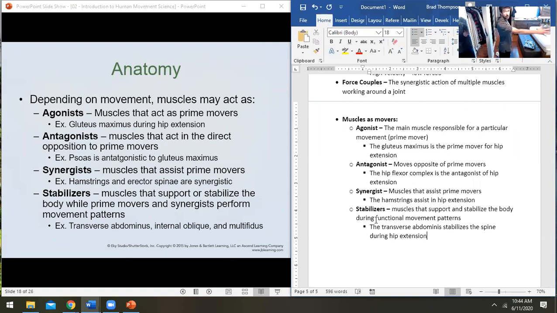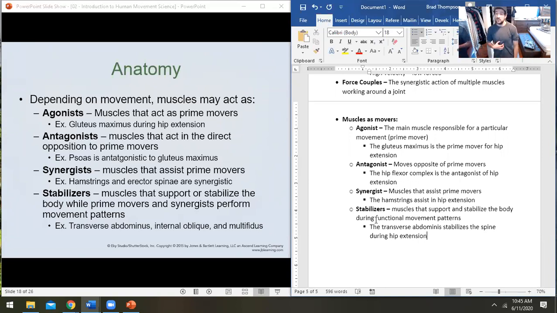Meanwhile, my posterior deltoid, actually not my rhomboids, but my posterior deltoid, is responsible for horizontal abduction. Therefore, that is the exact opposite muscle. Meanwhile, my rotator cuff is stabilizing my shoulder joint as I am moving through that motion.